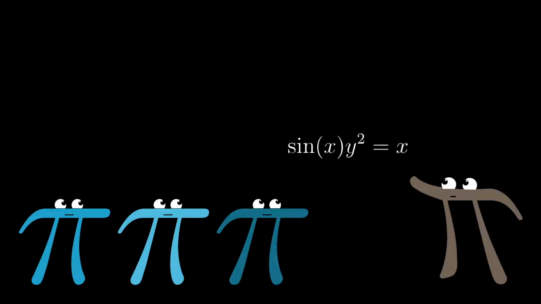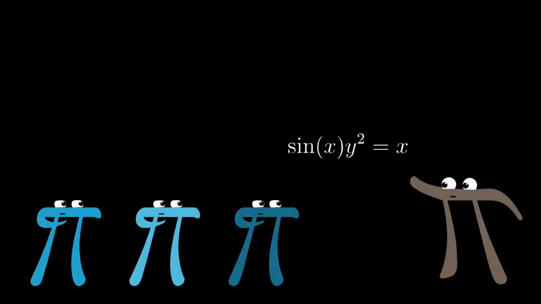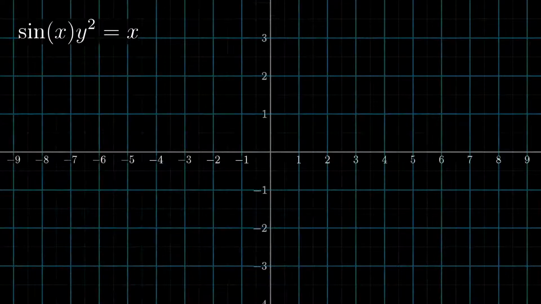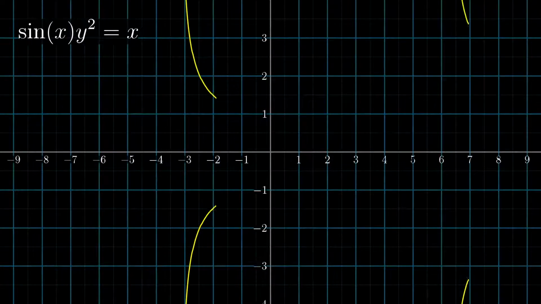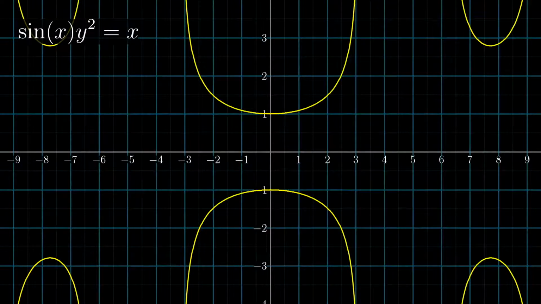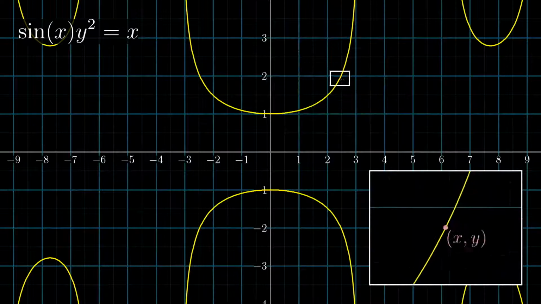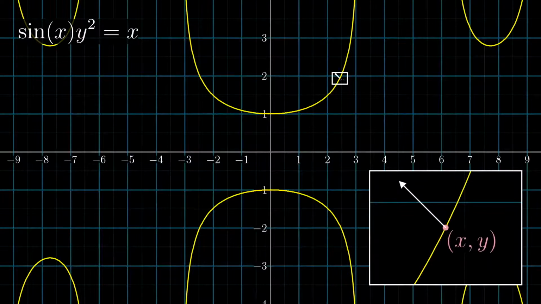It's always nice to think through more examples, so let's consider this expression: sine of x times y squared equals x. This corresponds to a whole bunch of U-shaped curves on the plane. And those curves, remember, represent all of the points x, y, where the value of sine of x times y squared happens to equal the value of x. Now imagine taking some tiny step with components dx, dy, and not necessarily one that keeps you on the curve.